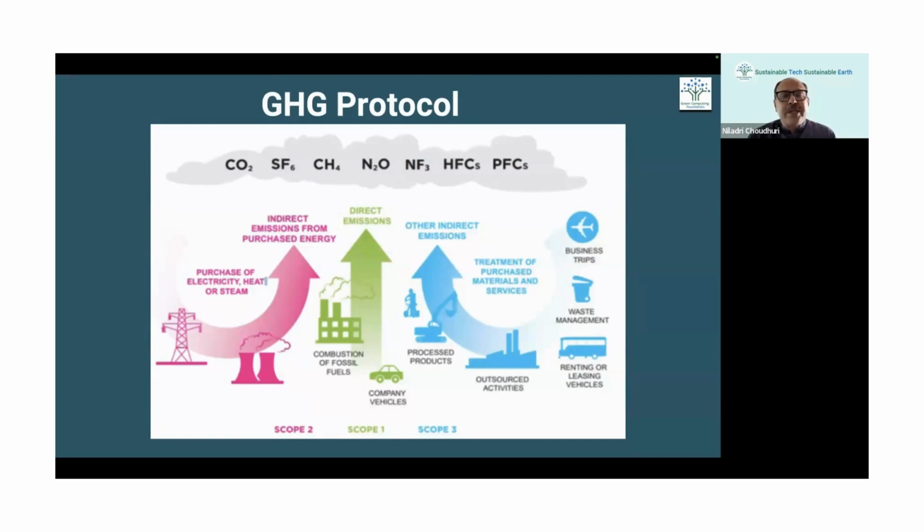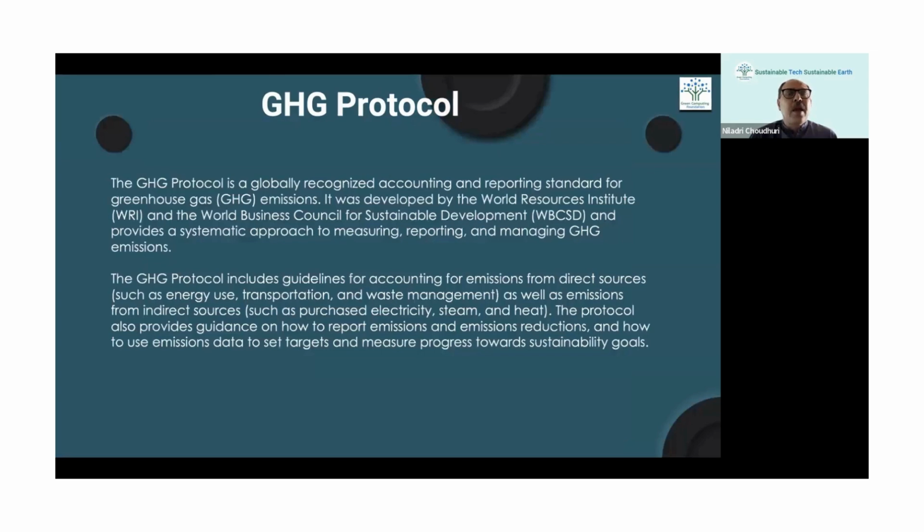And today, more and more regulations are coming. For example, by 2026, every organization which is doing business in Europe has to declare, has to publish their scope 3 emissions also. Otherwise, they will not be able to do business in Europe or with Europe. So the GHG protocol is a globally recognized accounting and reporting standard for greenhouse gas emissions. It was developed by the World Resources Institute and the World Business Council for Sustainable Development and provides a systematic approach to measuring, reporting, and managing GHG emissions.